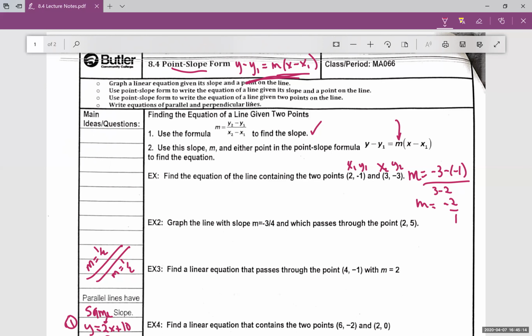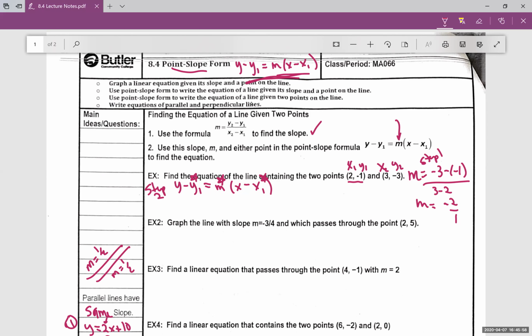Now, step 2. Step 1 was finding the slope. In step 2, I'm going to use y minus y1 equals m times x minus x1. The variables I'm going to substitute in are the y1, the m, which I just found, and the x1. Now, we know where the m comes from. Where does the x and y come from? It can come from either one of these sets of ordered pairs. So I am going to use these for my x1, y1.